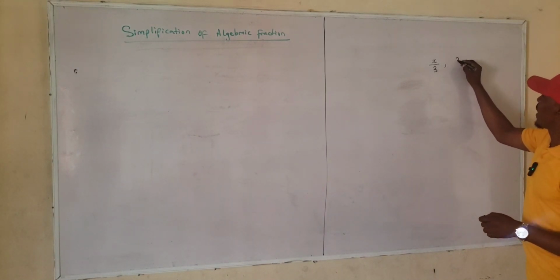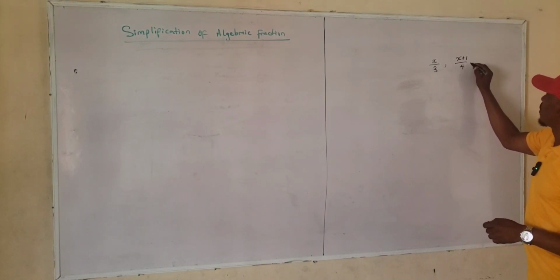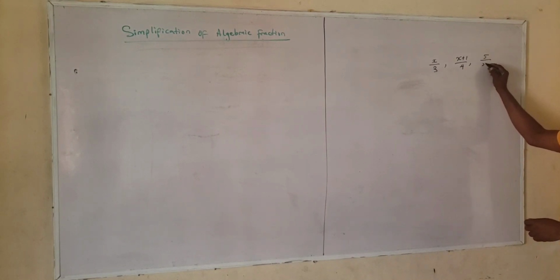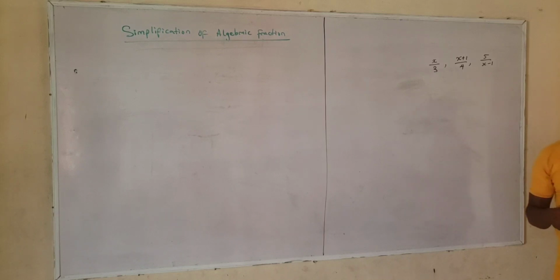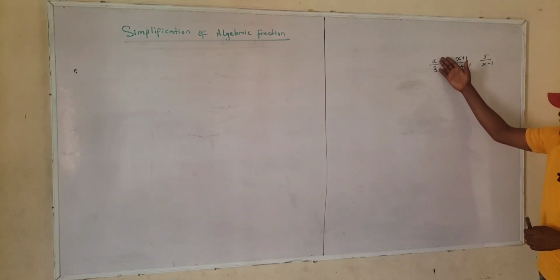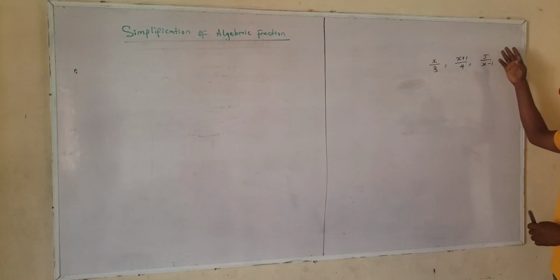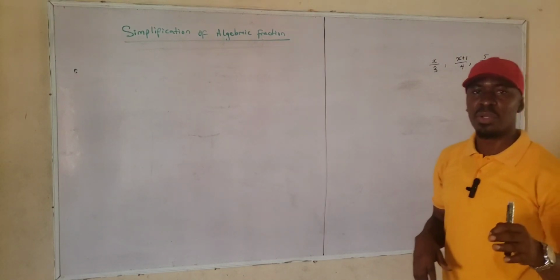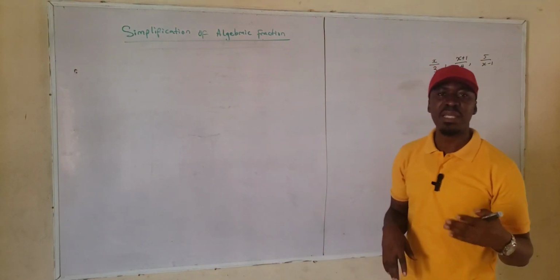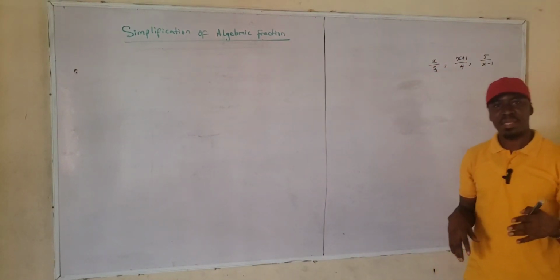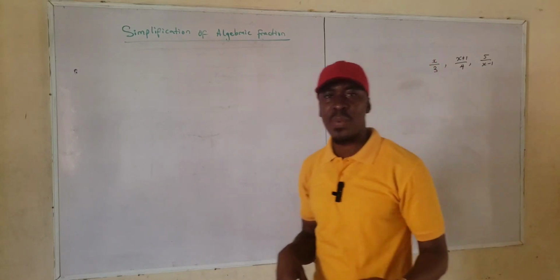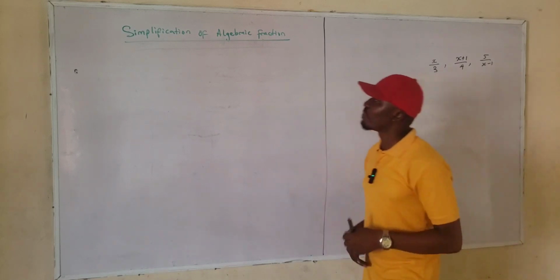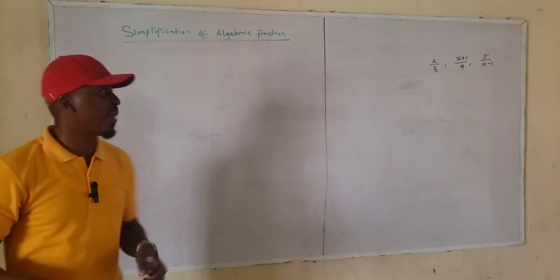You can have x plus 1 over 4 is an algebraic fraction. We can have 5 over x minus 1 is an algebraic fraction. So you can see that there's an unknown here, here, and here. Remember, the unknown that we have is not only x. We can also have y, and other alphabets or symbols. So let us come to algebraic fraction.